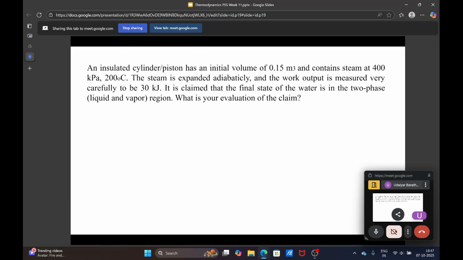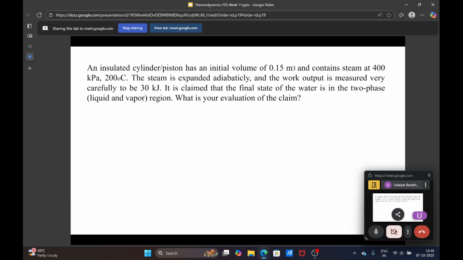Next question: an insulated cylinder piston has an initial volume of 0.15 meter cube and contains steam at 400 kilopascal and 200 degrees Celsius. The steam is expanded adiabatically and the work output is measured very carefully to be 30 kilojoules. It is claimed that the final state of the water is in two phase, which is a mixture of liquid and vapor. What is your evaluation of the claim, whether this is true?